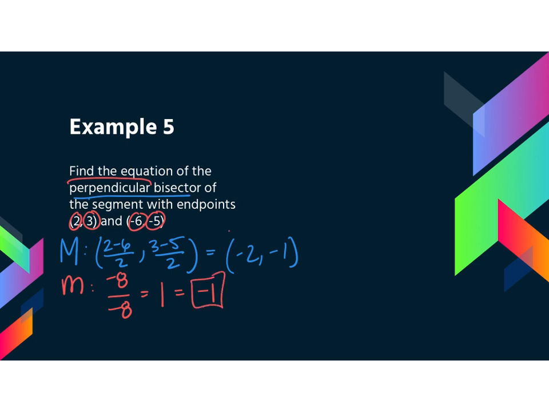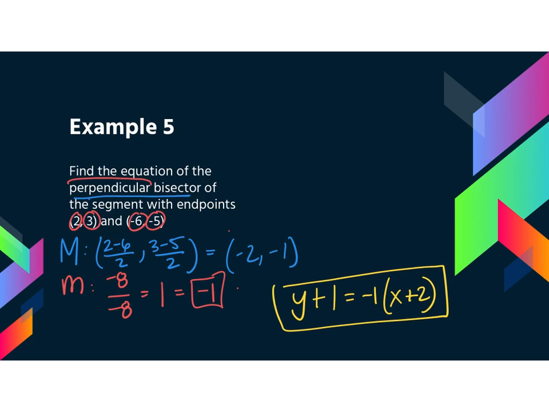So we're going to use this point and this slope to write our equation. y minus y1, which is -1, so it becomes y plus 1 equals m, our slope, which is -1, times x minus x1, which is -2, so it becomes x plus 2. If you needed to write it in slope-intercept form, you'd need to distribute and solve for y.